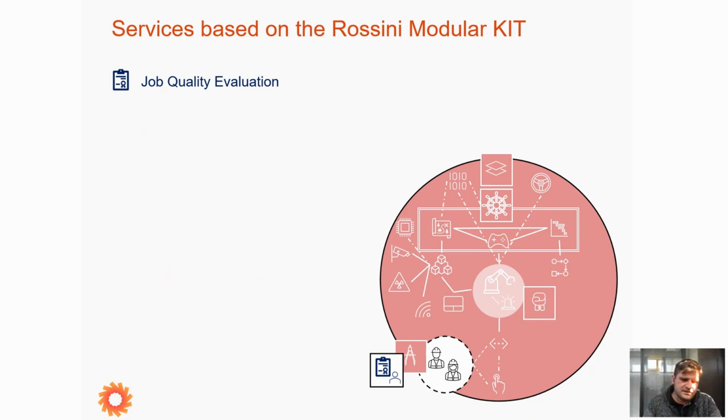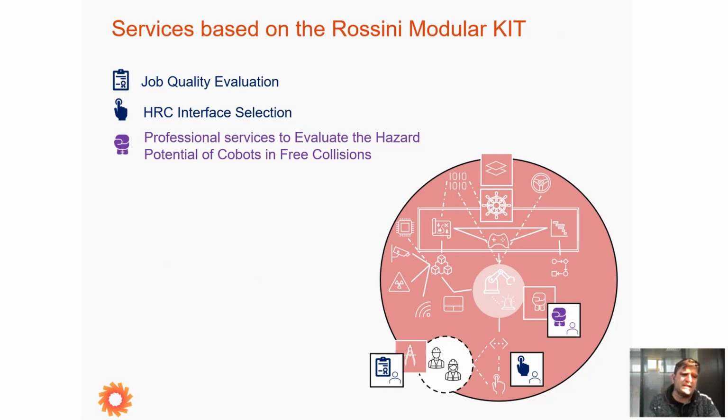These services, the main services that we can think of, are the job quality evaluation service, selection of suitable human-robot collaboration interface, professional service to evaluate the hazard potential, and obviously at the very highest level, the Rossini platform integration as a service.